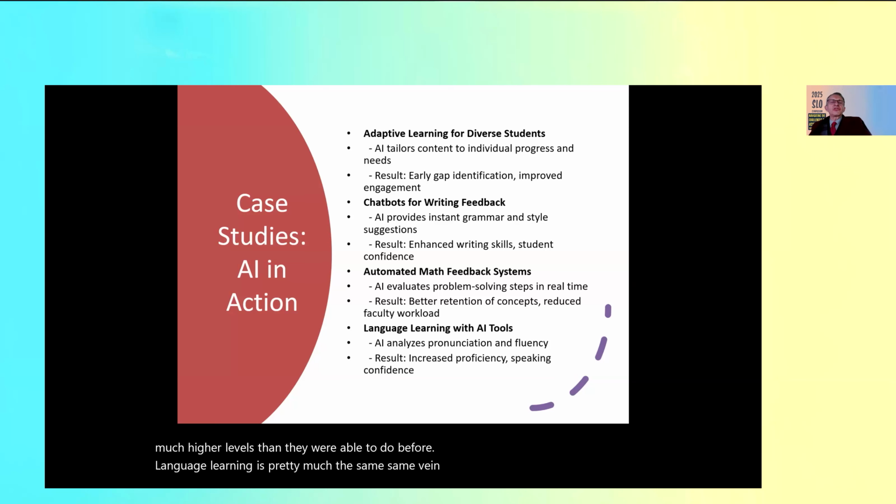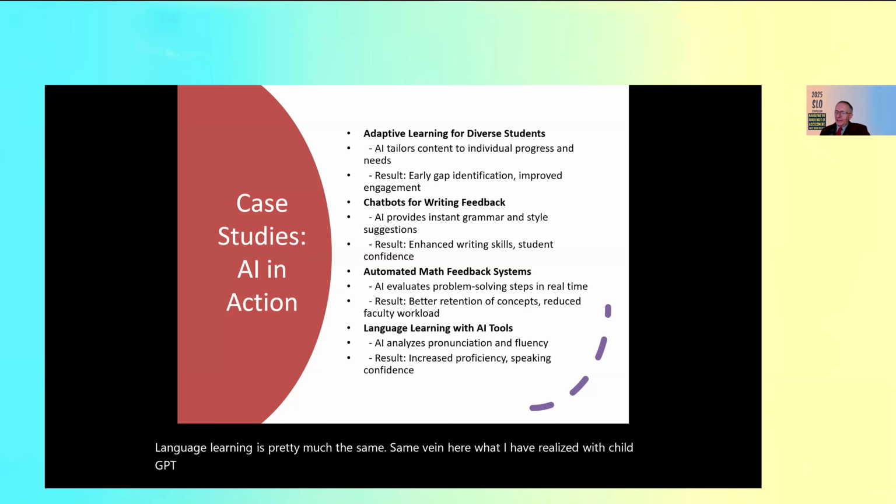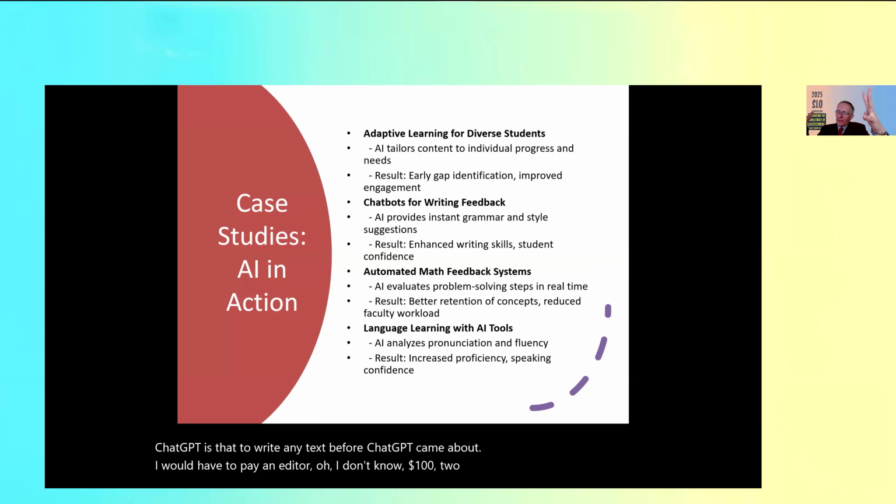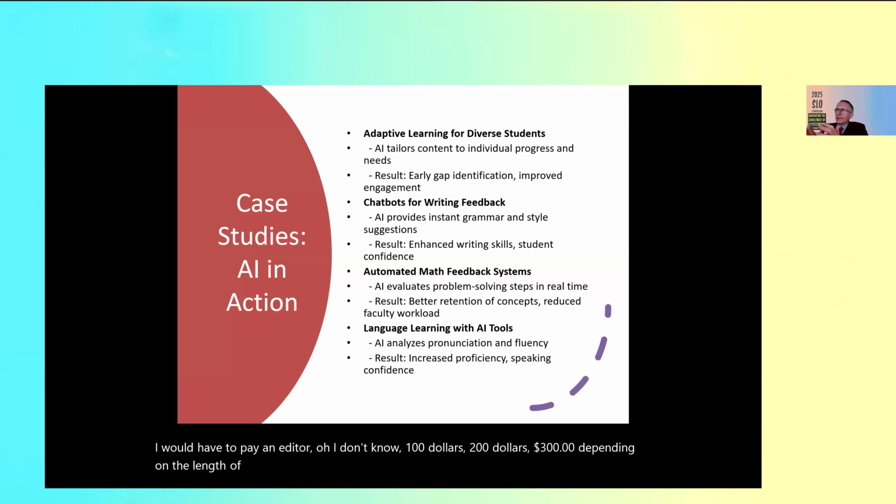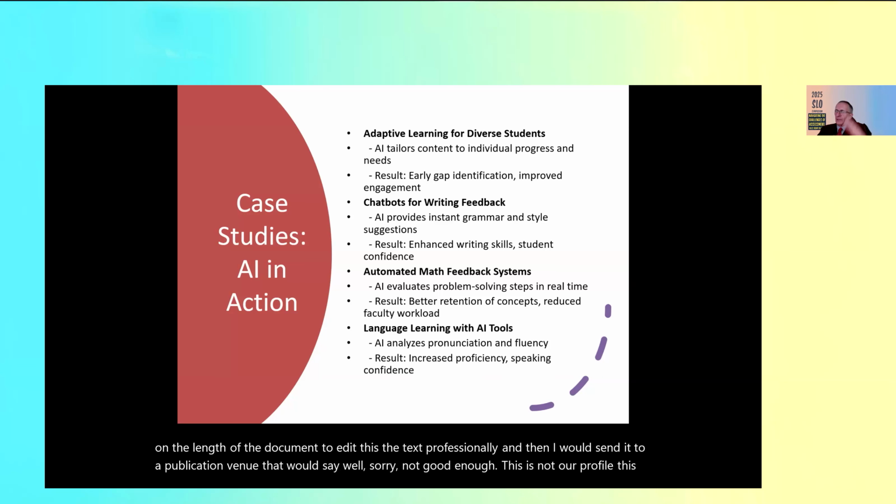What I have realized with ChatGPT is that, to write any text before ChatGPT came about, I would have to pay an editor, oh, I don't know, $100, $200, $300, depending on the length of the document, to edit the text professionally. And then I would send it to a publication venue that would say, "Well, sorry, not good enough. This is not our profile. This is missing the boat. This is not articulated very well." Things like that. So there's a disappointment. I invested time and money just to be told no.